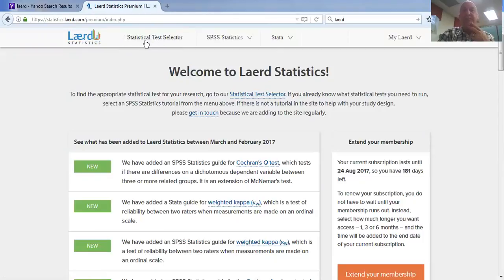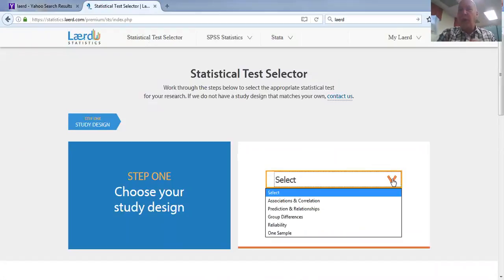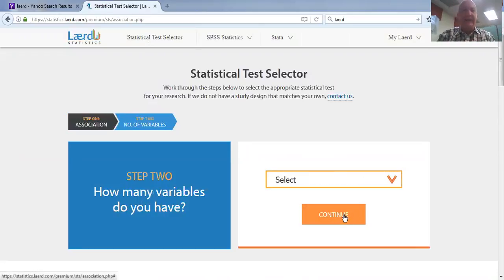But anyway. Step one, the statistical test selector is what I use. So at this stage, you're definitely doing an association. We're looking for an association between elementary teachers' perceptions of coaching and their experience and their level. So I think you're going to run the same test twice, but you're looking for an association between perceptions and experience, and perceptions and level of education.